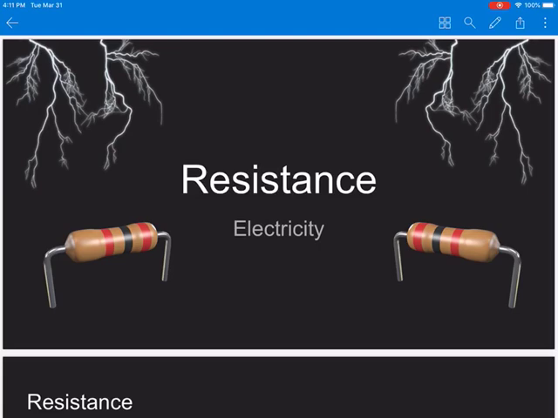It's the next section of our electricity notes. We're going to go through a little bit about what resistance is, and we're going to introduce a new formula. And it's going to be great.